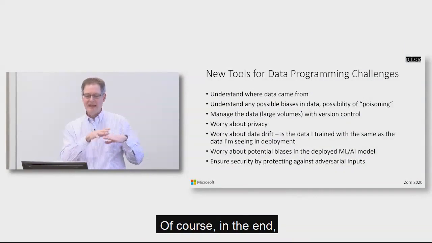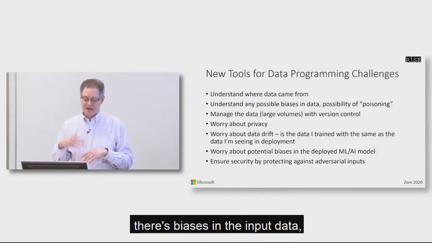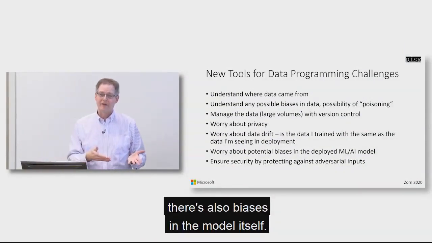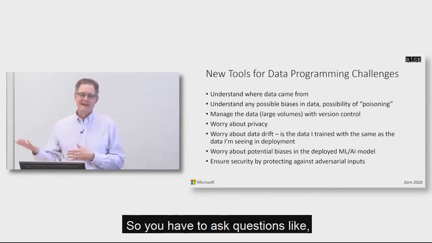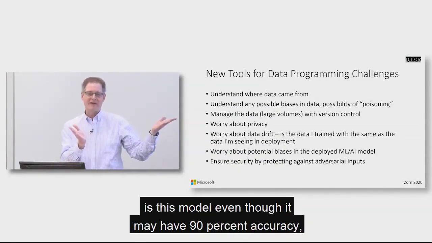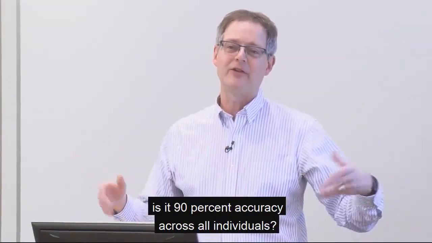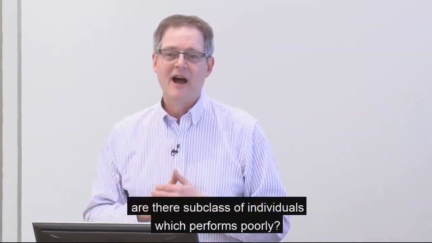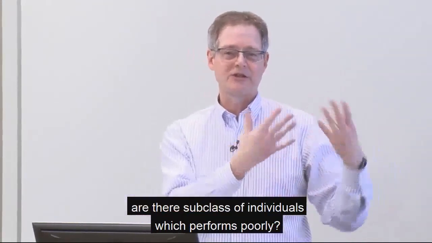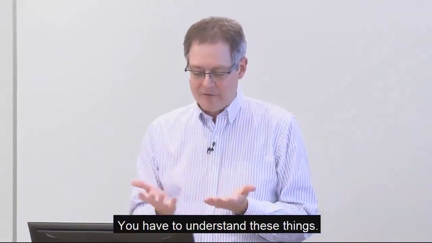Of course, in the end, there's biases in the input data. There's also biases in the model itself. And so you have to ask questions like, even though this model may have 90% accuracy, is it 90% accuracy across all individuals? Say if it's doing face recognition, are there a subclass of individuals for which it performs poorly? You have to understand these things.